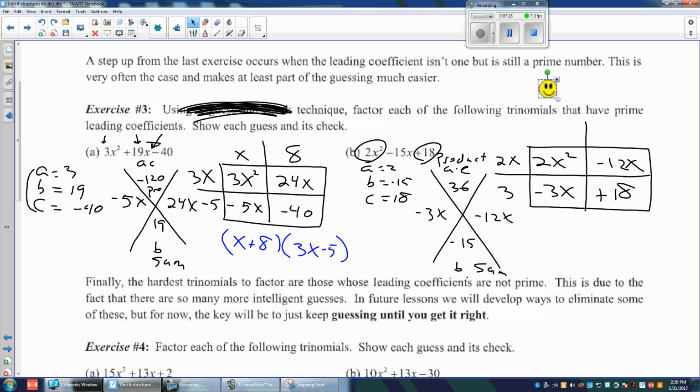Now 2x times what is 2x squared? That's just an x. 2x times what is negative 12x? That's a negative 6. Now check. Negative 6 times 3. Oh, I did say I wanted to put a negative there. Times negative 3 is positive 18. And negative 3 times x is negative 3x. So they do check. X minus 6 and 2x minus 3 are the answers. Again, remember, if I'm going too fast, you can either listen to it again or ask questions.